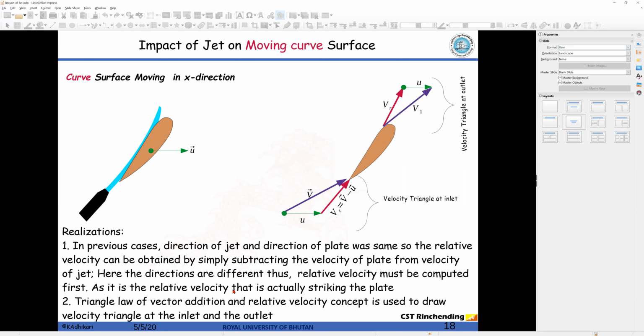The important thing to understand is that we need to construct the velocity triangle because the direction of the jet and the direction of the vane are not the same. If they were in the same direction, or exactly opposite directions, you could simply add or subtract, but here the direction is inclined, so we have to use two-dimensional velocity concepts. You can refer to the previous slides.